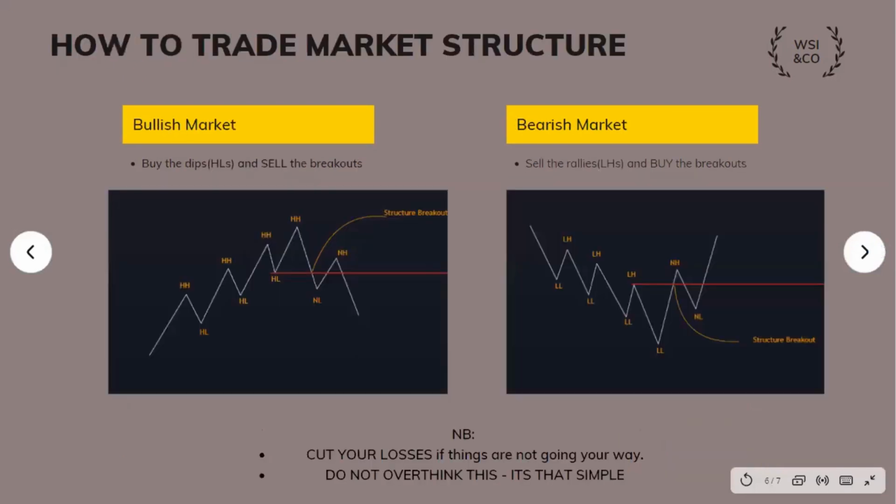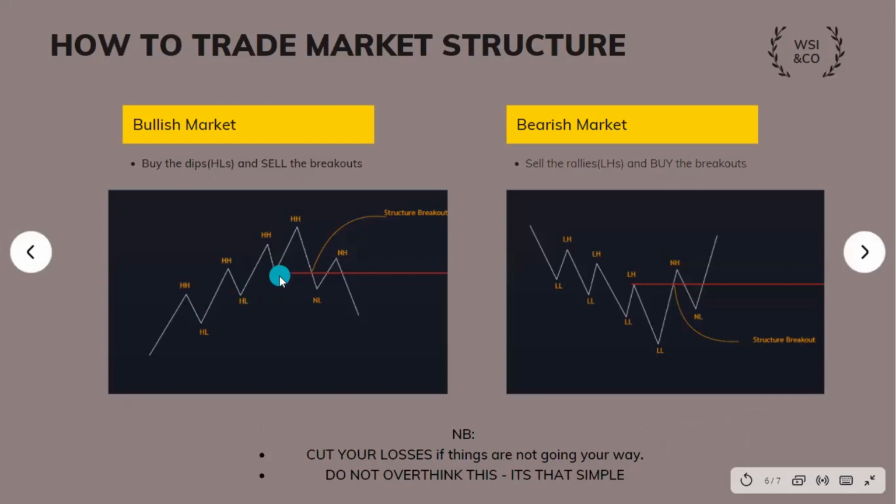Now, let us look at how to trade structure. We have two trending markets here, a bullish market and a bearish market. For the bullish market, we'll buy the dips. I'm sure most of you know this by now. We buy low and sell high. So we buy the dips at higher lows at a bargain, so the price is cheaper. So these are our higher lows.